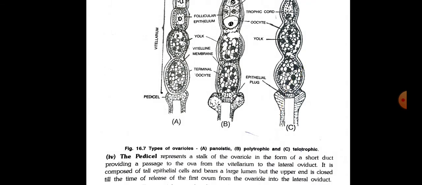The pedicel represents a stalk of the ovariole in the form of a short duct, providing a passage to the ova from the vitellarium to the lateral oviduct. It is composed of tall epithelial cells and bears a large lumen, but the upper end is closed till the time of release of the first ovum from the ovariole into the lateral oviduct.